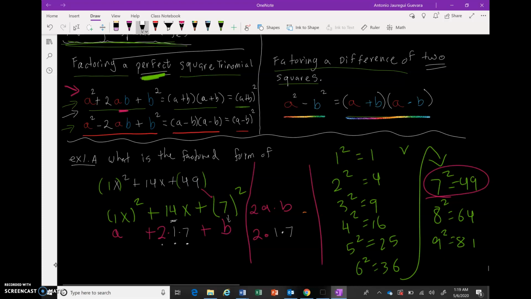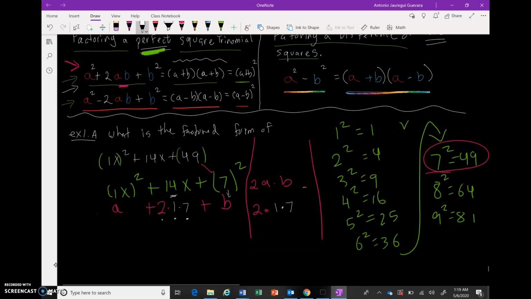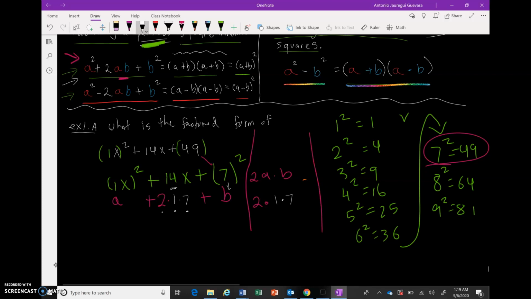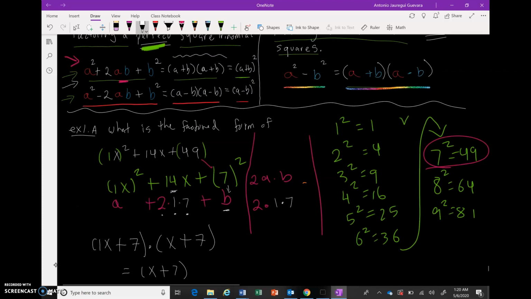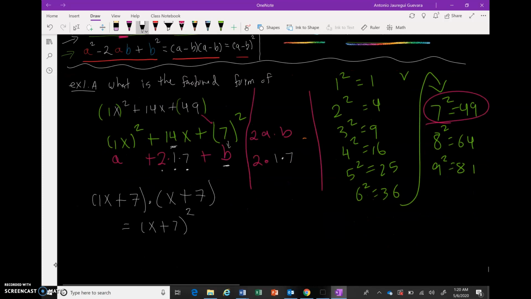That tells us something. We can rewrite it like this, in my format a plus b times a plus b. My a is 1x, so I'm going to do x plus b. What's my b? 7. And then I'm going to rewrite it times another x plus 7. This is the same thing as saying x plus 7, squared. And this is your answer.